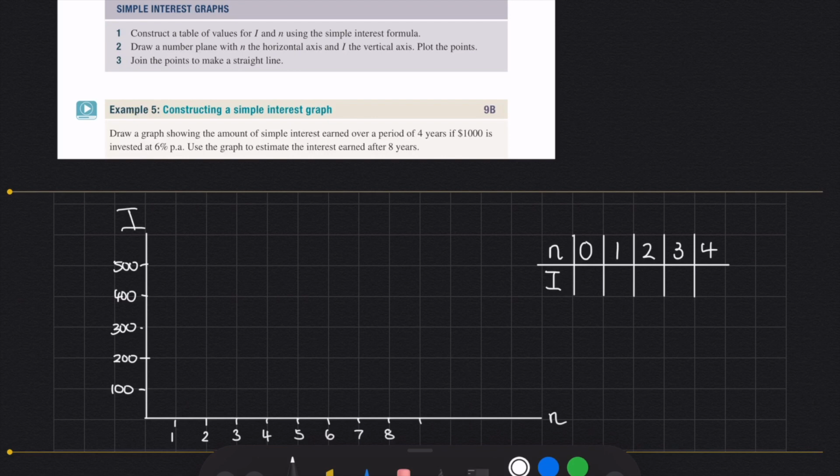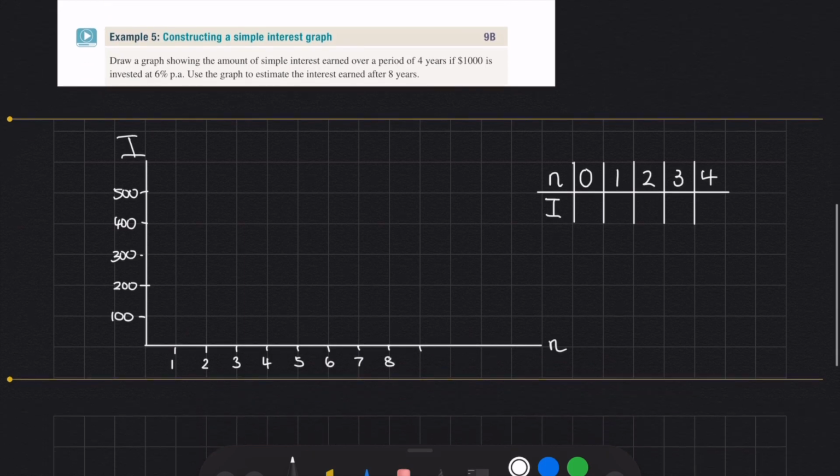The question is asking us to draw a graph showing the amount of simple interest earned over a period of 4 years if $1,000 is invested at 6% per annum. Use the graph to estimate the interest earned after 8 years. Okay, so the first thing we need to do is have a look at this I equals PRN formula.